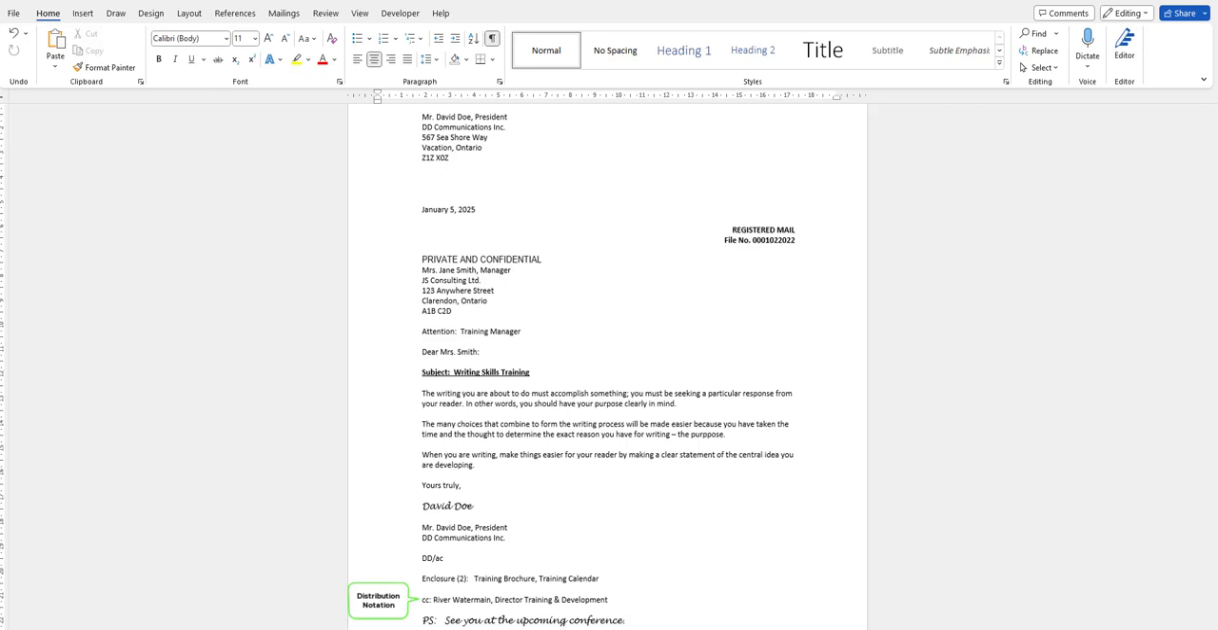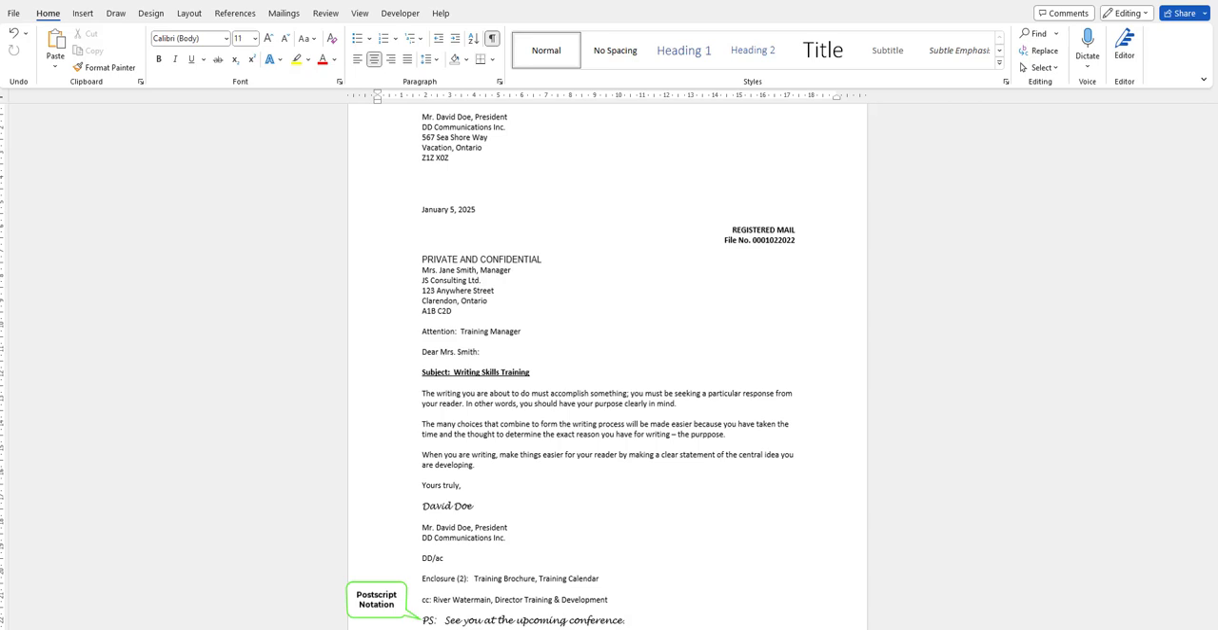Then we have the distribution notation. This is represented by the letters CC, which means carbon copy. Use this notation if the letter is being sent to other people. This notation goes one line below the enclosure notation.